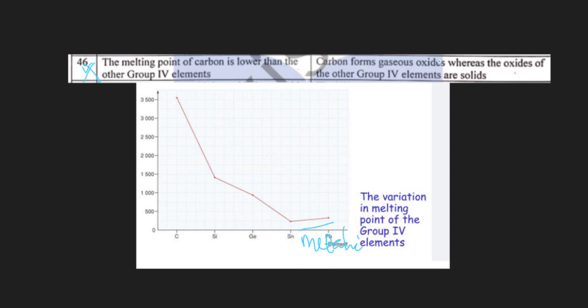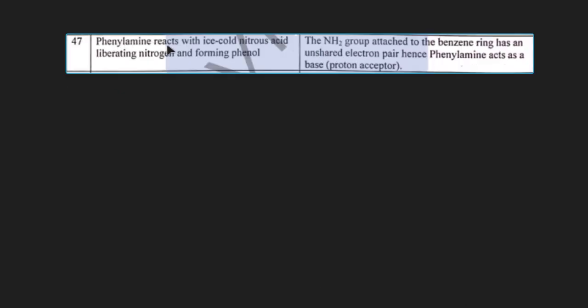Second statement, carbon forms gaseous oxide, whereas the oxides of the other group 4 elements are solid. This is true. This is because the oxides of carbon have simple molecular structure, while the other elements have giant covalent structures. Question 47. Phenylamine reacts with ice-cold nitrous acid, liberating nitrogen and forming phenol. This is a true statement.